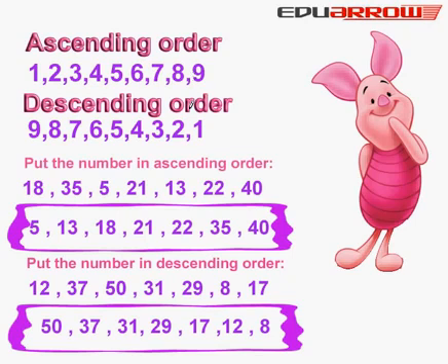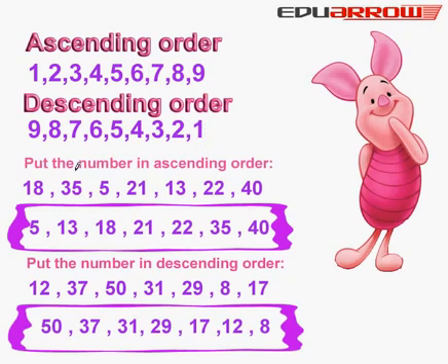When we arrange the numbers from highest to lowest, that is known as descending order. In this group, 9 is the highest number and 1 is the lowest number.